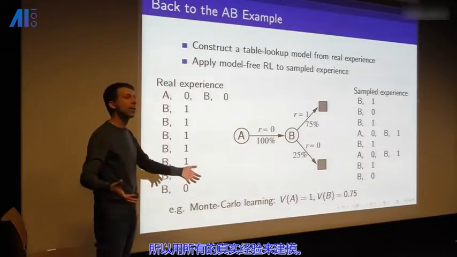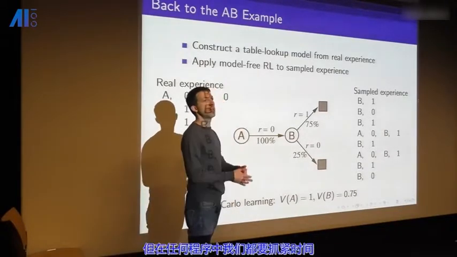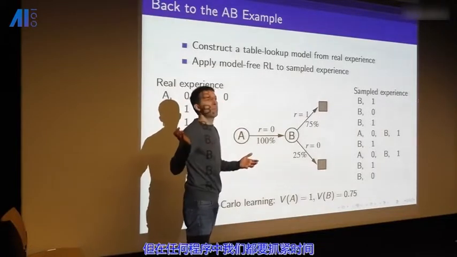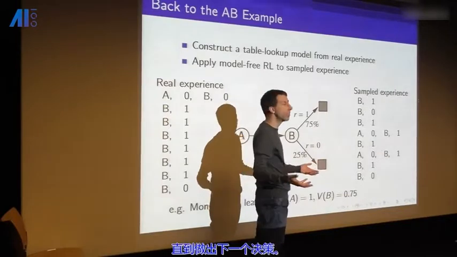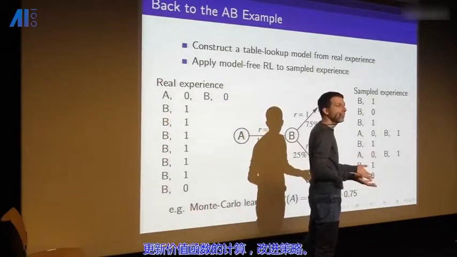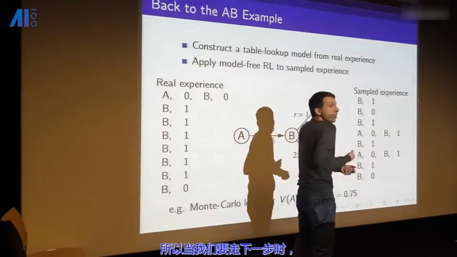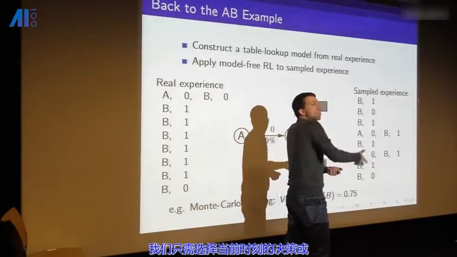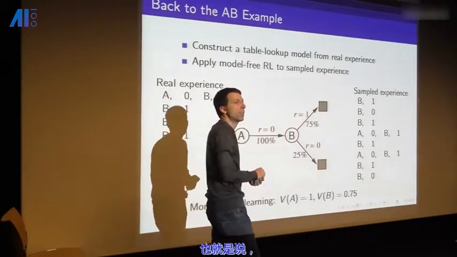You use all of your real experience to generate the best model you can, and now think of it as an anytime procedure. You just keep going with as much time as you have until you make your next decision. You keep simulating experience, generating more samples, updating your estimate of the value function, updating your estimate of the policy, and at the time when you have to make your next step, you just look up the best action from your policy or from the value function at that point.